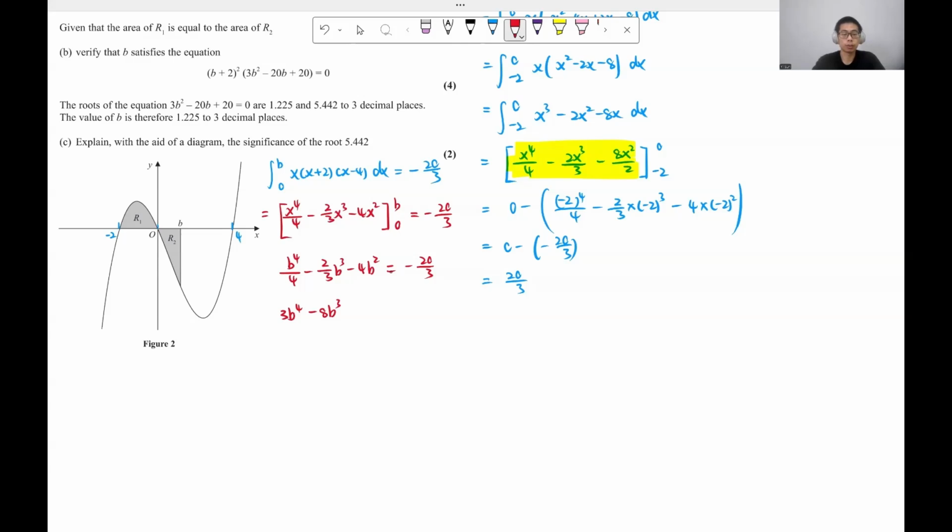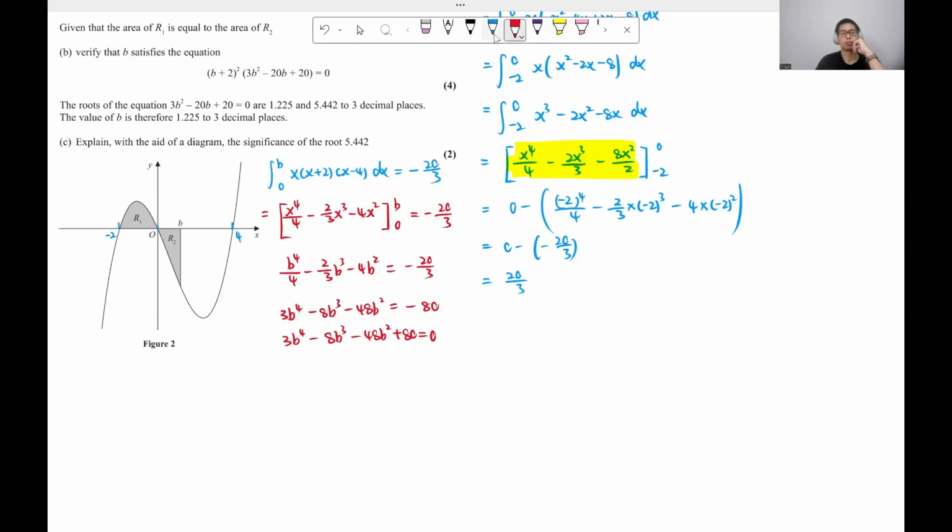And then 4 times 12, that'll be 48. So minus 48b squared. That's equal to 20 over 3 times 12, which is 80. So negative 80 here. Then that would be 3b to the power 4 minus 8b cubed minus 48b squared plus 80 equal to 0. Since this is a verify question, verify that b satisfies the equation (b plus 2) squared times (3b squared minus 20b plus 20) equal to 0.